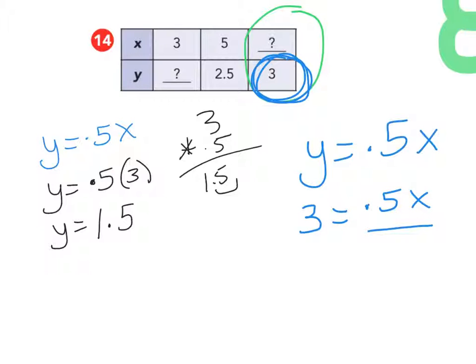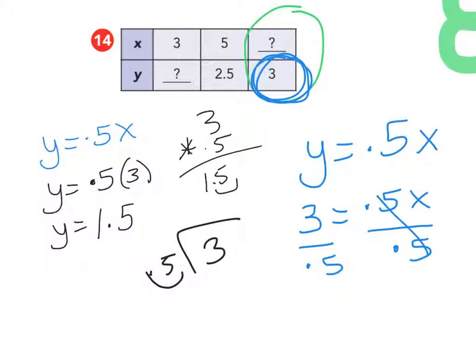I'm going to divide both sides by 5/10. And I'm going to get 3 over 5/10, which I'm then going to simplify so it's easy to work with. So I'm going to do 3 divided by 5/10. Move the decimal over, add a 0. 5 goes into 30 6 times. So I get x is equal to 6.